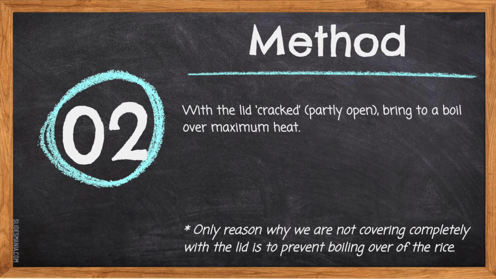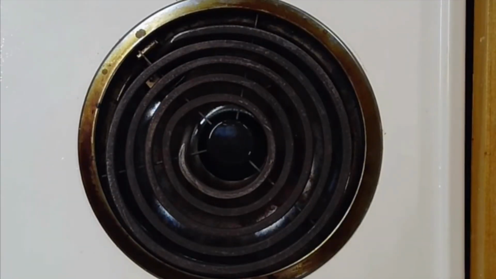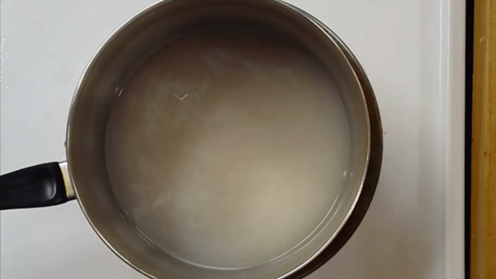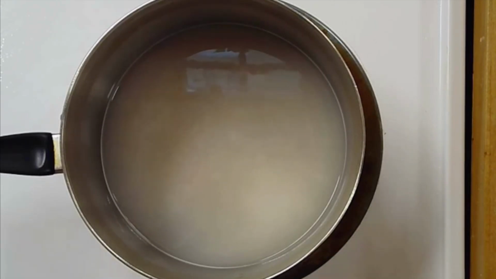Step 2. With the lid cracked, partially open, bring to a boil over maximum heat. The only reason we are not covering completely with the lid is to prevent boiling over of the rice. When you put the rice on the stovetop, make sure the lid is open. We often have so much starch in the pot that it will start to bubble and boil over, especially on maximum heat. So we need to make sure that doesn't happen.